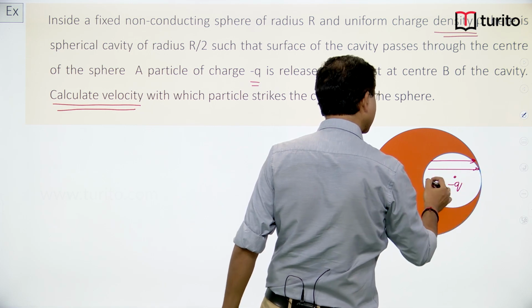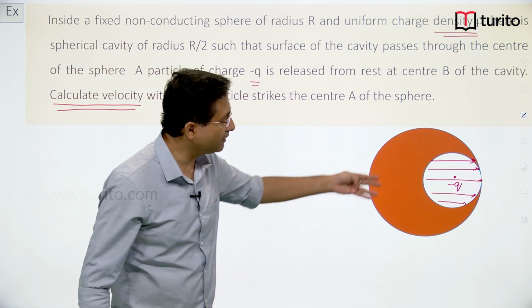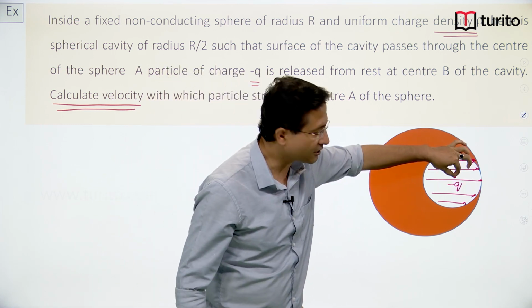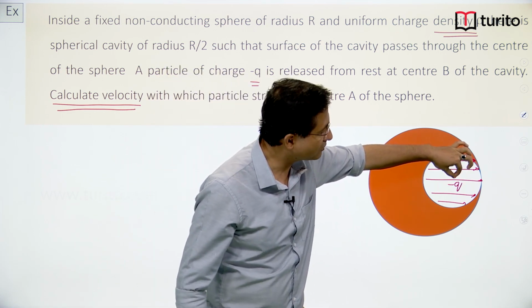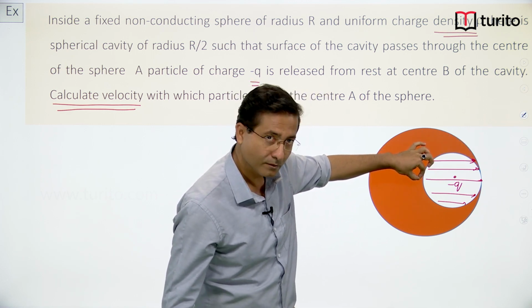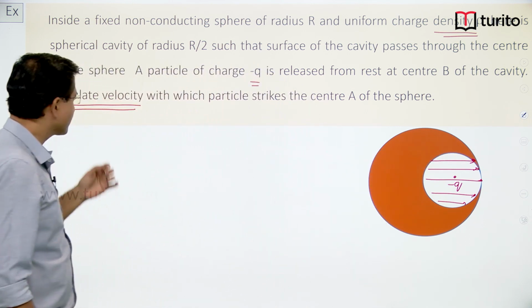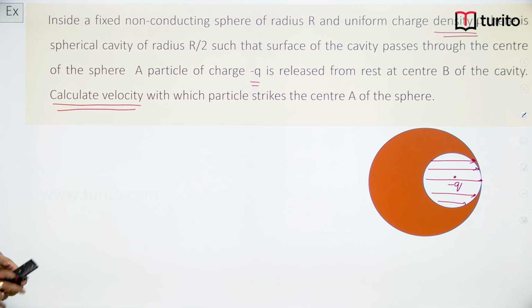So the field is something like this. If this is the way the field is there, you release the charged particle, it will experience a force opposite to the field and strike the cavity somewhere here. The question is, what is the velocity with which the particle strikes, right.